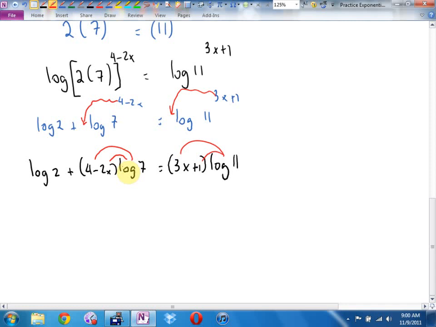I'll get this. The log 2 is going to drop down like a domino. I'll get a 4 log 7. I'll get a minus 2x log 7 equals. I'll get a 3x log 11. And I'll get a 1 log 11. Am I going to write the 1 in front of the log? No.